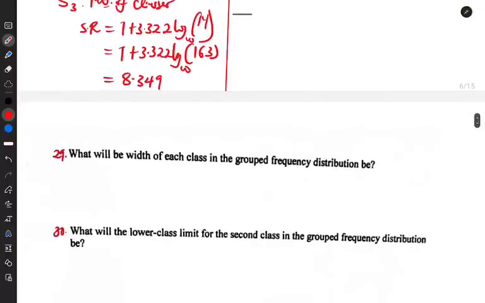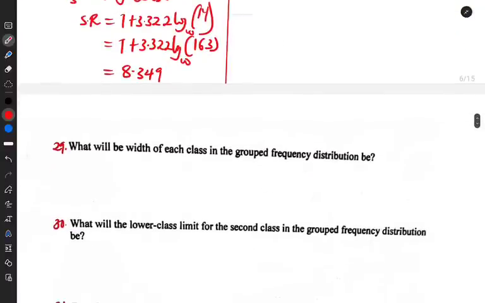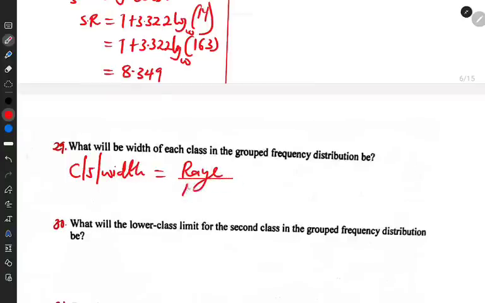Then question 29. What would the width of each class in the group frequency distribution be? So to calculate the width, or the class size, it is the same thing, the class size or the width. It should be equal to the range divided by the number of classes desired. So let's go.